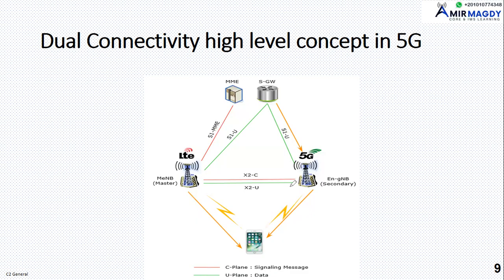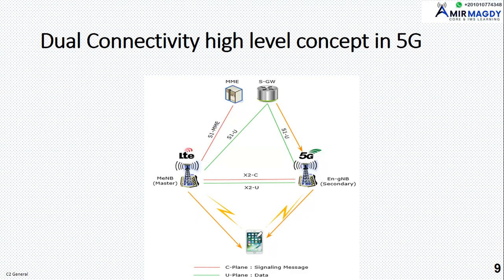I have two things, which are signaling and user plane. The signaling is what I do before the session, like browsing or downloading, which is my user plane. There has to be signaling first, and then I have the user plane, which is the traffic itself.